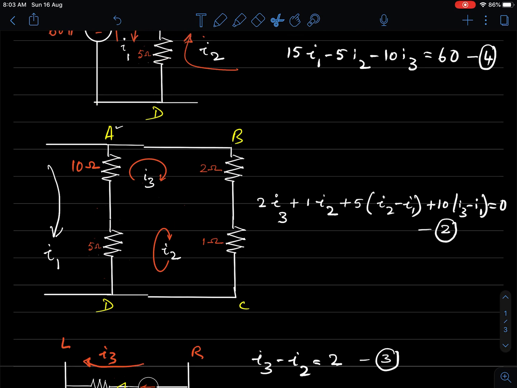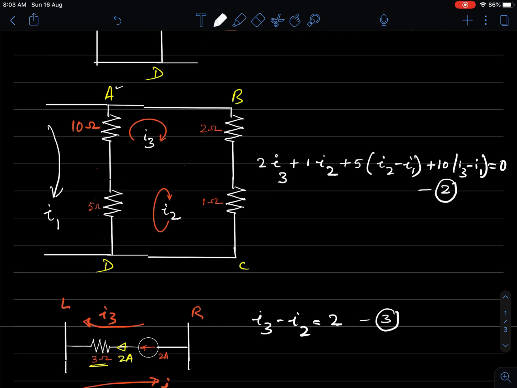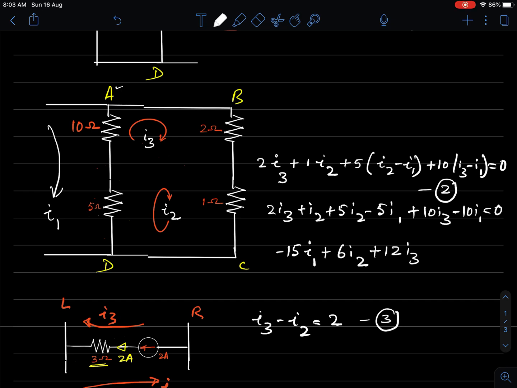methodically. Now I will have to adjust the second equation. I'll expand and group the terms: 2I3 plus I2 plus 5I2 minus 5I1 plus 10I3 minus 10I1 equal to 0. So how many I1s? Minus 15 I1s. It is preferable to group in this order only: I1, I2, I3. How many I2s are there? 5 and 1, that is 6 I2. And how many I3s? 2, then 10, that is 12 I3 equal to 0. This is my equation 5.